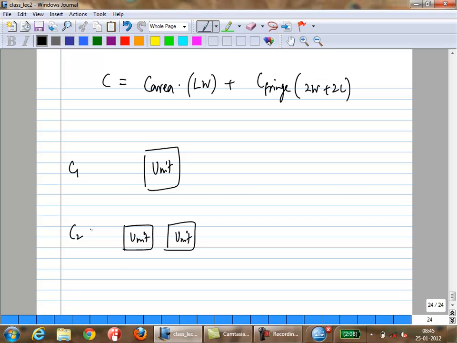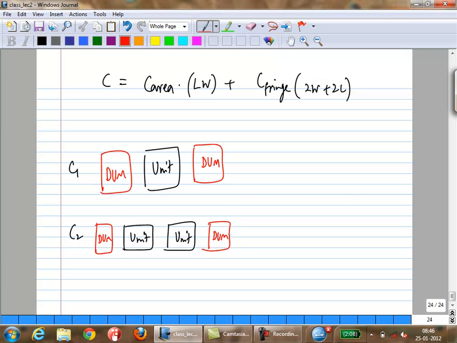So now what you would do is add dummies. The same unit cells, replicated. Except you are just going to ground them. You don't use them at all. But you use them to match the capacitors. Okay? Now it will get even closer to the actual ratio you want. So now the environment is identical for all of these. Okay?